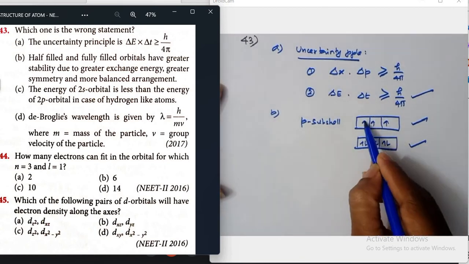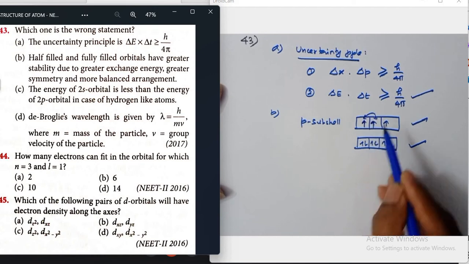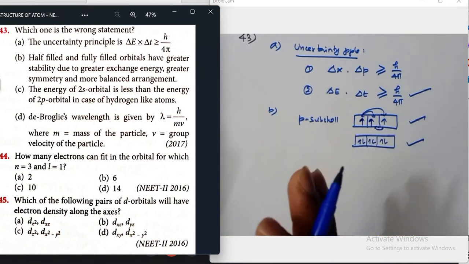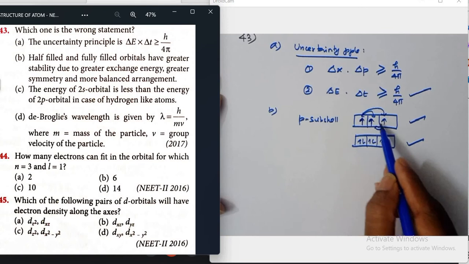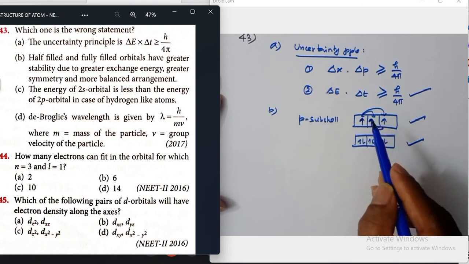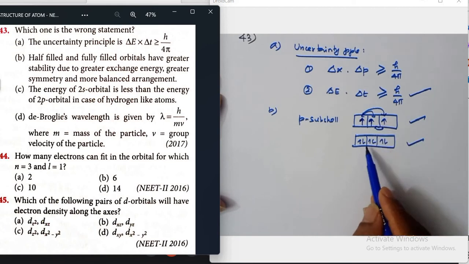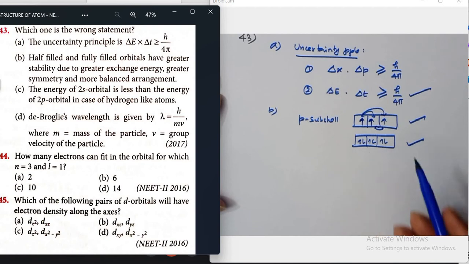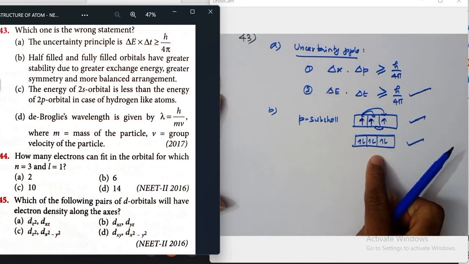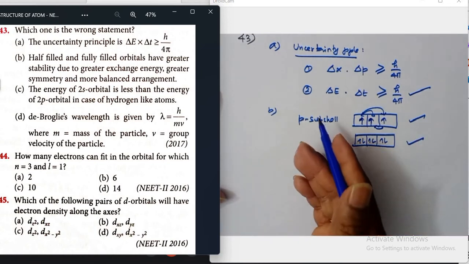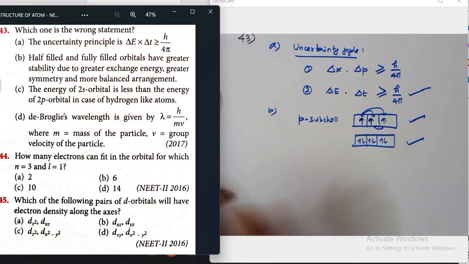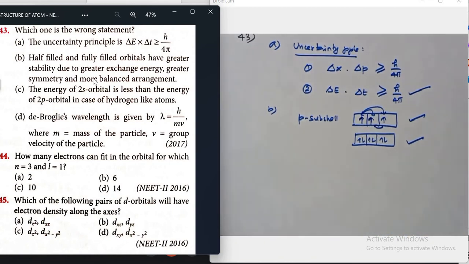Why are they stable? Because if the electrons have the same spin, then they can exchange. So this electron can exchange with that, and these two can exchange. Remember, you can exchange 2 electrons if they have the same spin. Therefore, due to more exchanges possible here, the half-filled arrangement is more stable. Similarly here, we have 3 upward electrons and 3 downward electrons, so more exchanges are possible. Due to exchange energy, these two are stable. Half-filled and fully filled subshells are stable. Not only the p subshell, even in the d subshell, half-filled and fully filled are stable. It is because of exchange energy, greater symmetry and more balanced arrangement.